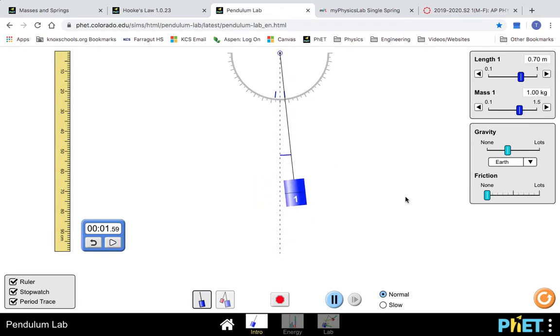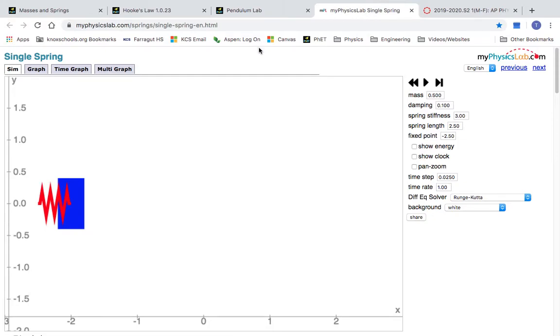You can kind of apply this to the formula to do that. I'm going to move on to this next one. This is not a PhET. This is another thing that I found. I'm going to go ahead and get this started.